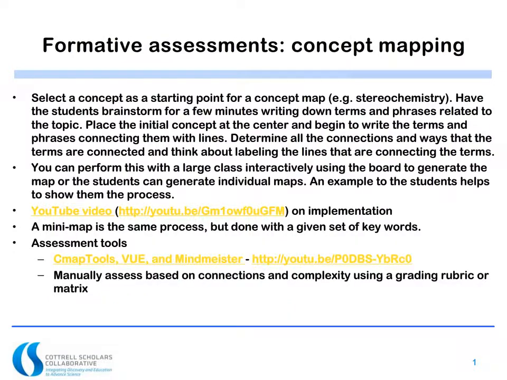Concept mapping. Concept maps are graphic representations of the relationships between concepts. Select a concept as a starting point for a concept map, such as stereochemistry or hemoglobin. Have the students brainstorm for a few minutes, writing down terms and phrases related to the topic. Place the initial concept at the center and begin to write the terms and phrases, connecting them with lines. Determine all the connections and ways that terms are connected, and think about labeling the lines that are connecting the terms. It is very rare that individual concept maps look similar to each other.